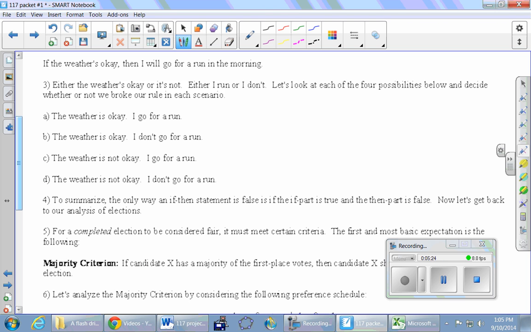No. In fact, I followed to a T what my promise was, right? So this one right here, super. Did exactly what I said I was going to do. Part B, the weather's okay, I don't go for a run. Did I break my promise? Yes, that's the one where I lied to myself. I said, hey, if the weather's okay, I'm going to run. And the weather cooperated, and I didn't follow through with my promise. So this one right here is false. I lied.